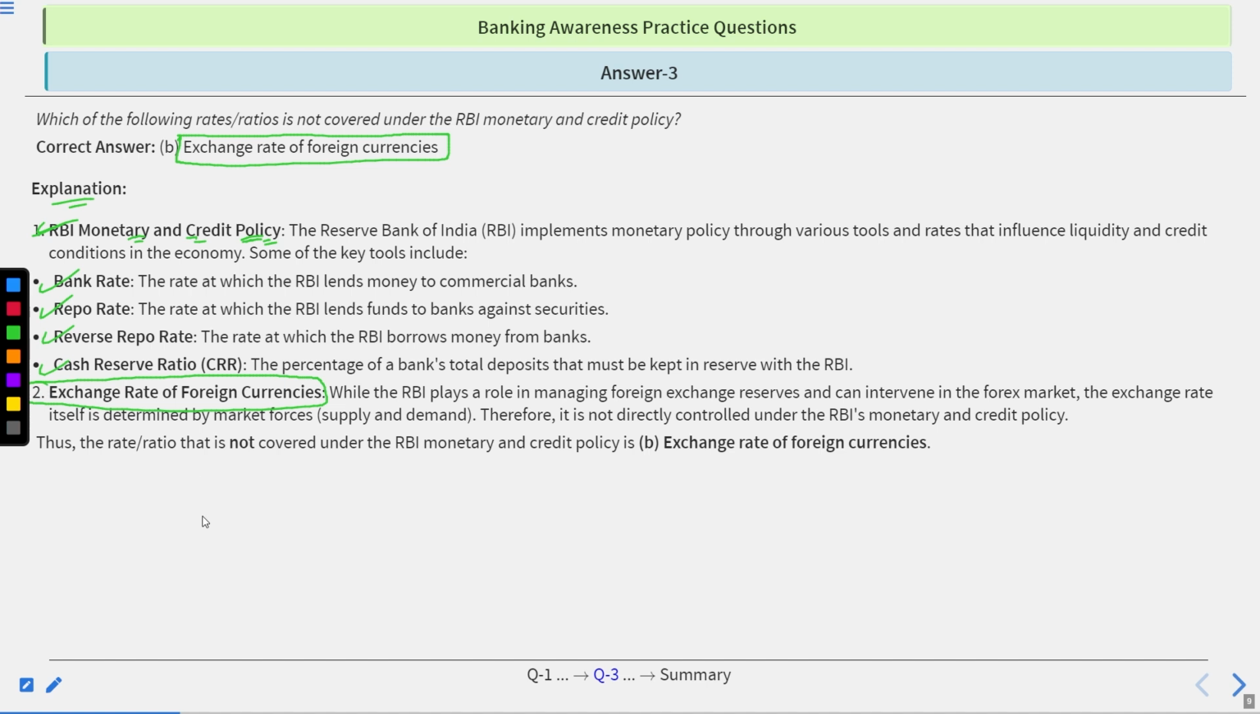While the RBI plays a role in managing the foreign exchange reserves and could intervene in the forex market, the foreign exchange market stands out, as the exchange rate itself is determined by market forces, thus supply and demand. Therefore, it is not directly controlled under the RBI's monetary and credit policy. Thus, the ratio that is not covered under the RBI monetary and credit policy is the exchange rate of foreign currency, because it is directly controlled by supply and demand. Got it?